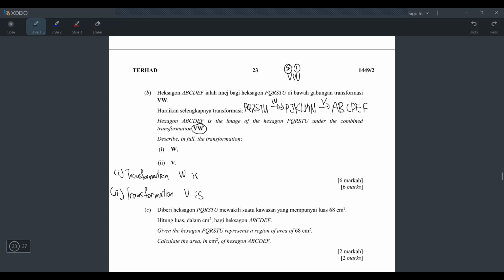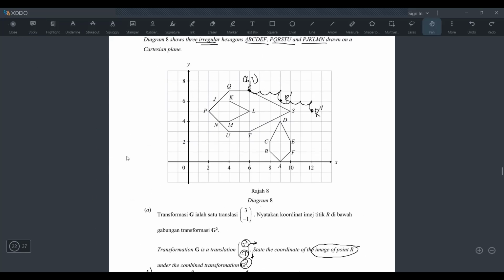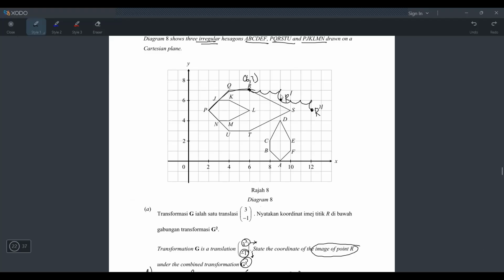So now let's try to describe transformation W from PQRSTU to PJKLMN. I think it's enlargement. Very obvious. Why enlargement? PQRSTU, this is so big. And then PJKLMN, it becomes smaller already. So this is definitely enlargement.